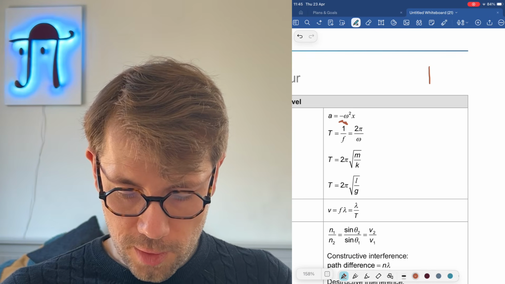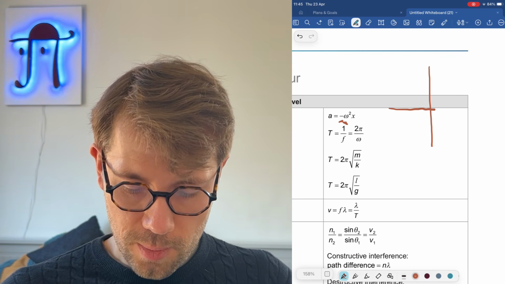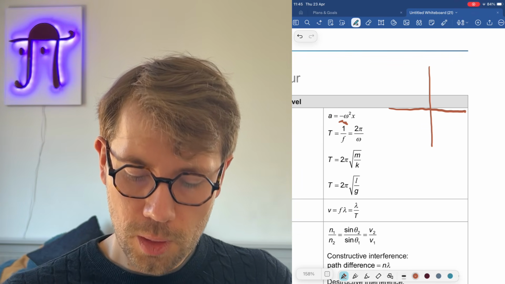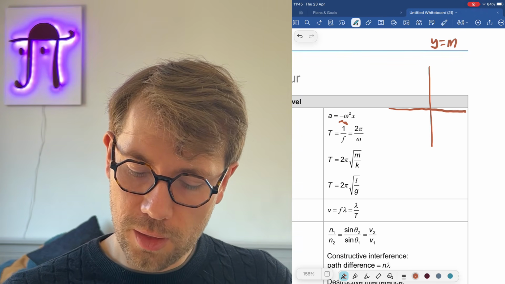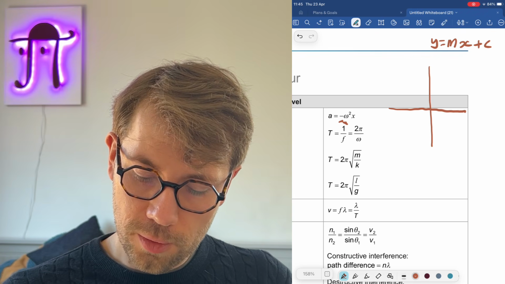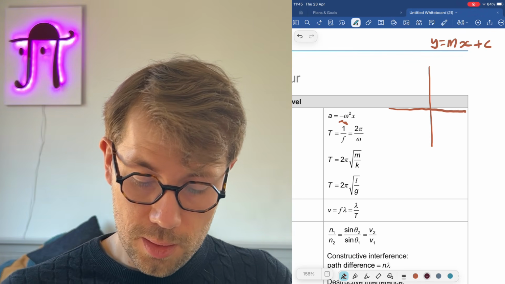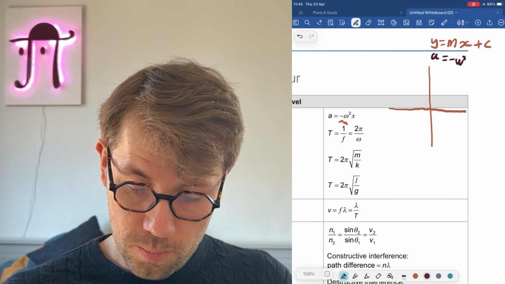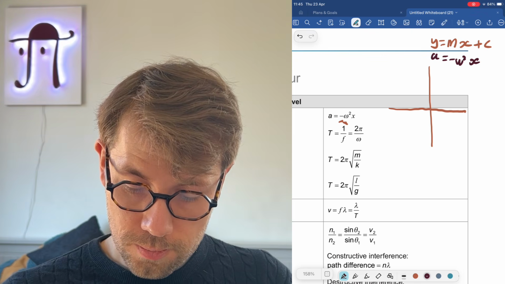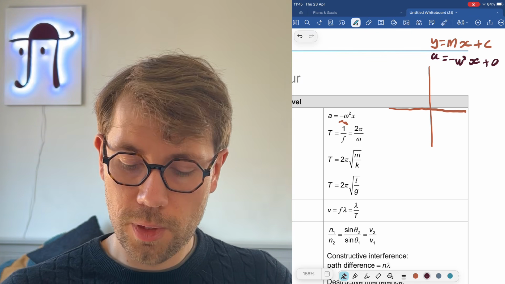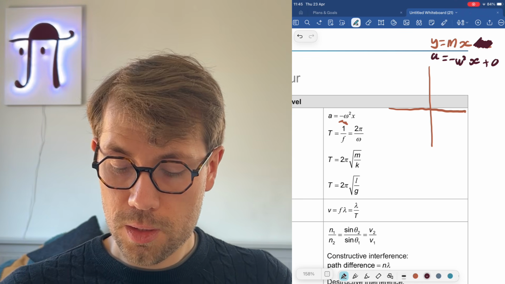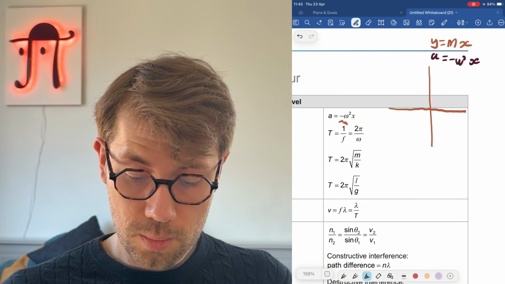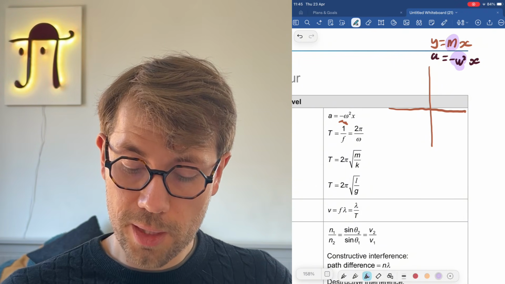So if I wanted to graph this, I'm going to imagine it as a straight line graph. My angular frequency will have to be constant. So we know the formula for a straight line is y equals mx plus c. In this case, I have acceleration is equal to negative omega squared x plus 0. So I don't really have to worry about this constant here because the constant is 0. And my gradient, which is m, is given as negative omega squared.